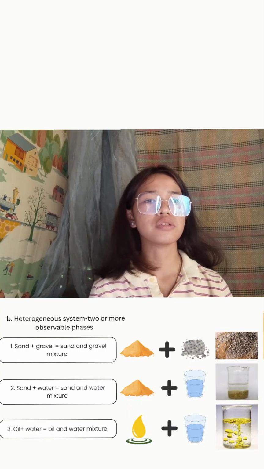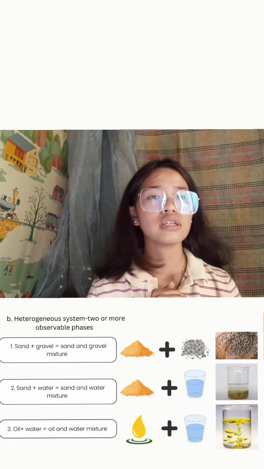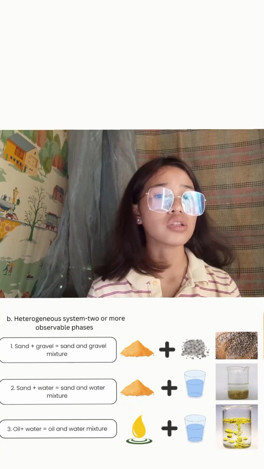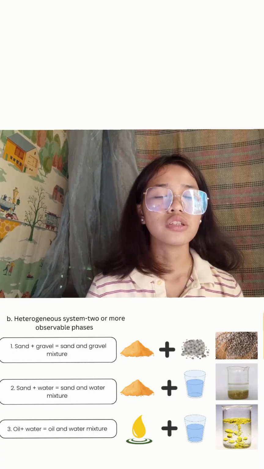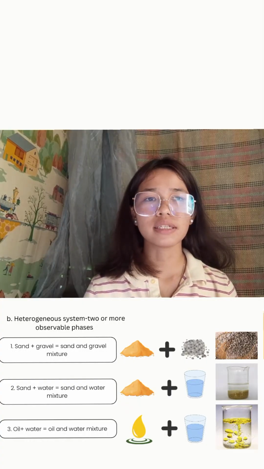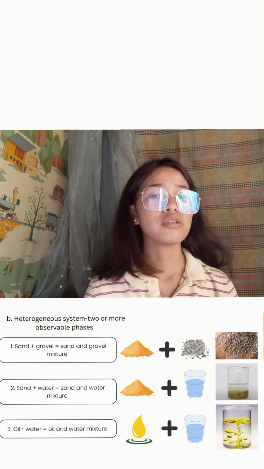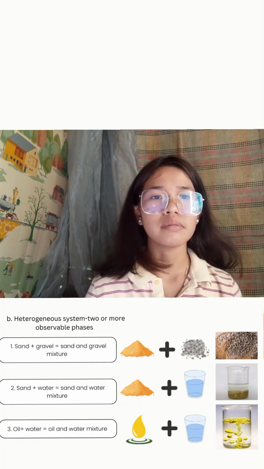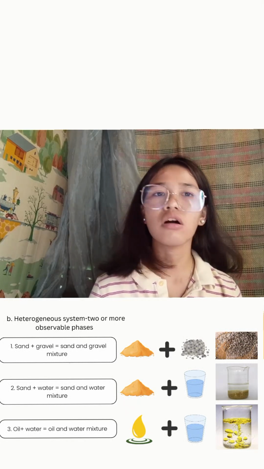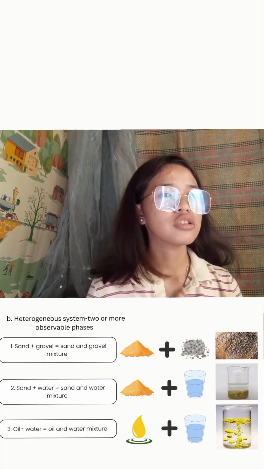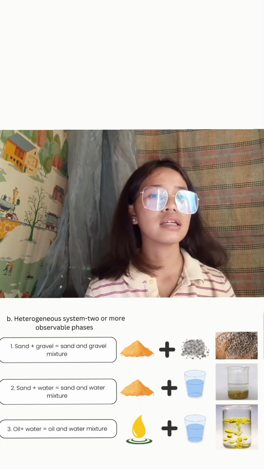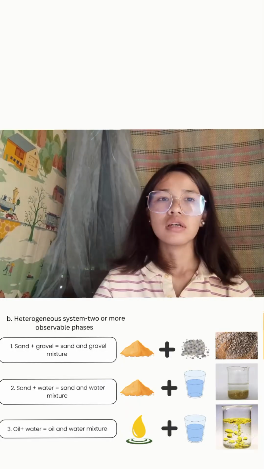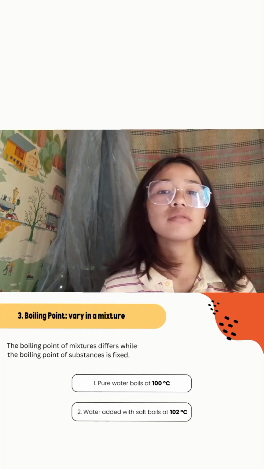Okay, another example, we have the oil and water mixture. Oil separates from water, right, if you mix it. So you can observe that there are two or more observable phases in one mixture. You can see that there is oil and there is water. It is called a heterogeneous system. One of the simple ways to differentiate a homogeneous from a heterogeneous system: the homogeneous system is one phase, uniform in appearance, but when we say heterogeneous, there are two or more observable phases that you can differentiate.